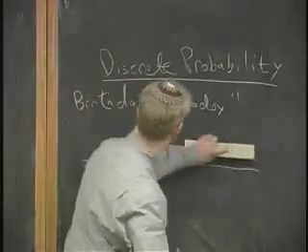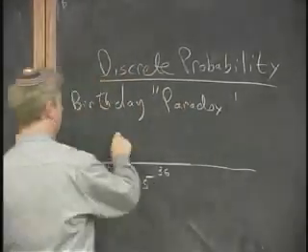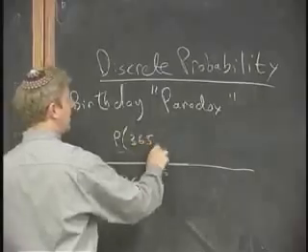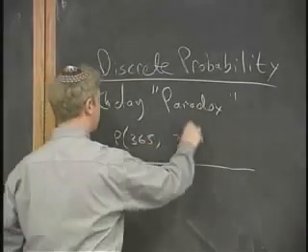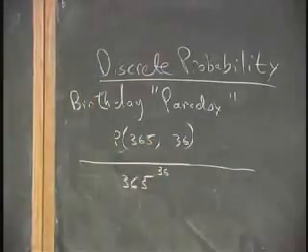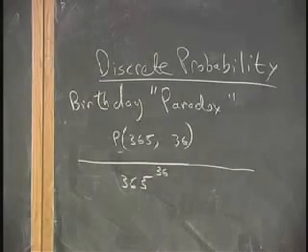Okay, smarty pants. Good. It's P(365, 36). Good. Now that you're fancy, you can write that. Good. All right. Well, now what?